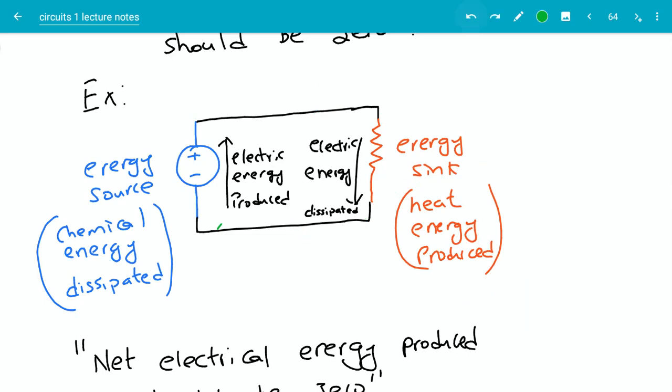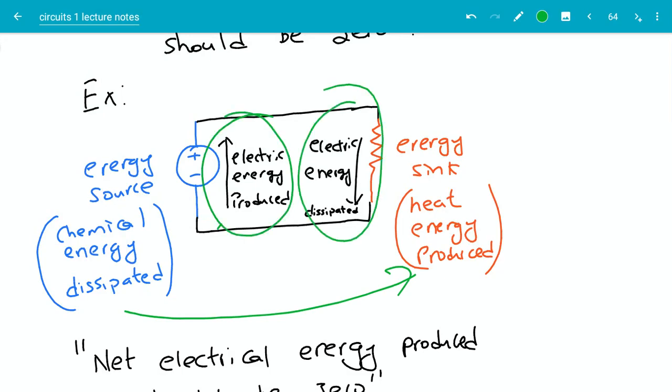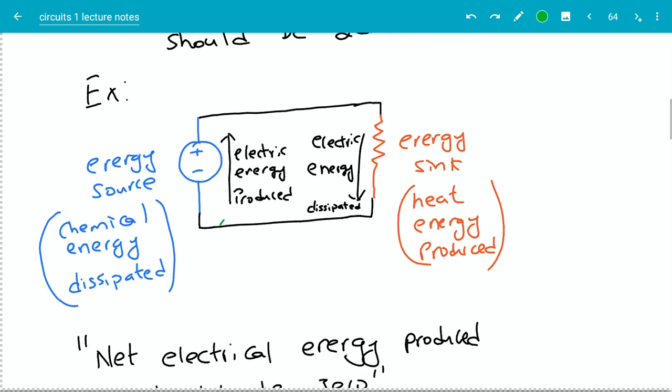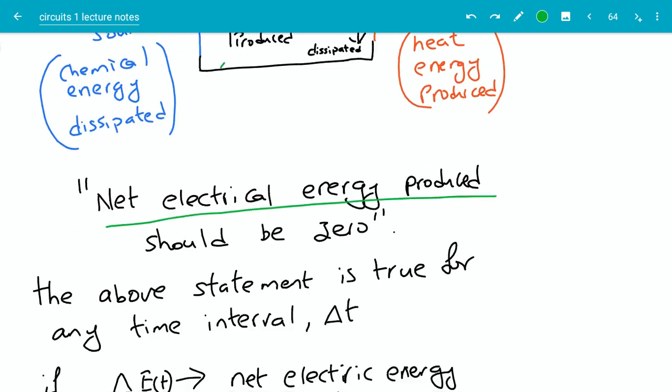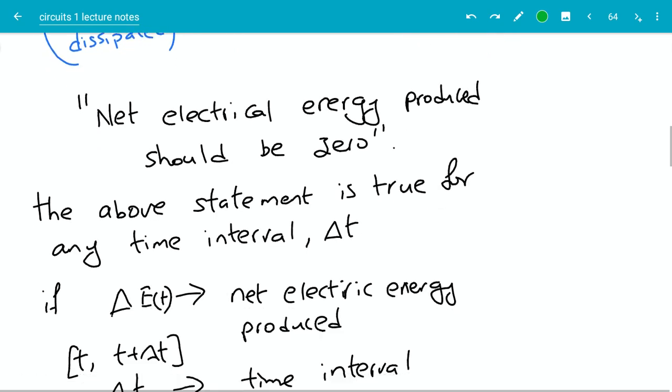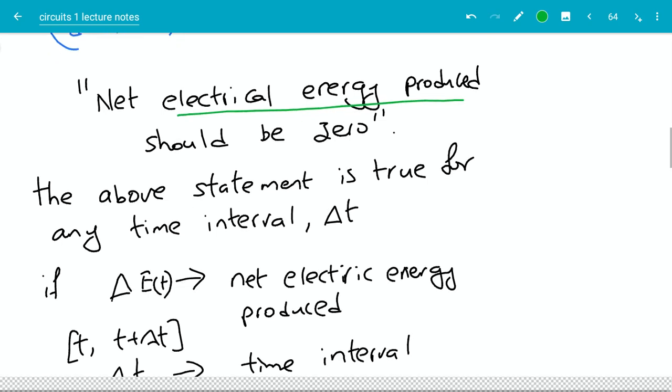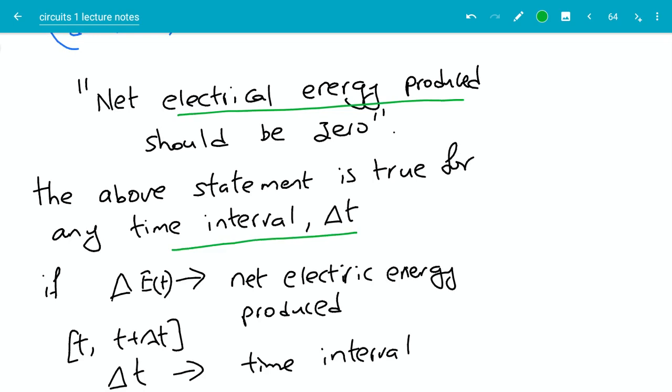Okay, so if the chemical energy being depleted is equal to the heat energy being produced, then the net electrical energy produced should be equal to net electrical energy dissipated. So that's basically the whole balancing of power. So the net electrical energy produced should be equal to zero, right? So then how do we convert that statement into a statement based on power? This particular statement, which says net electrical energy produced should be zero, should be true for any time interval.